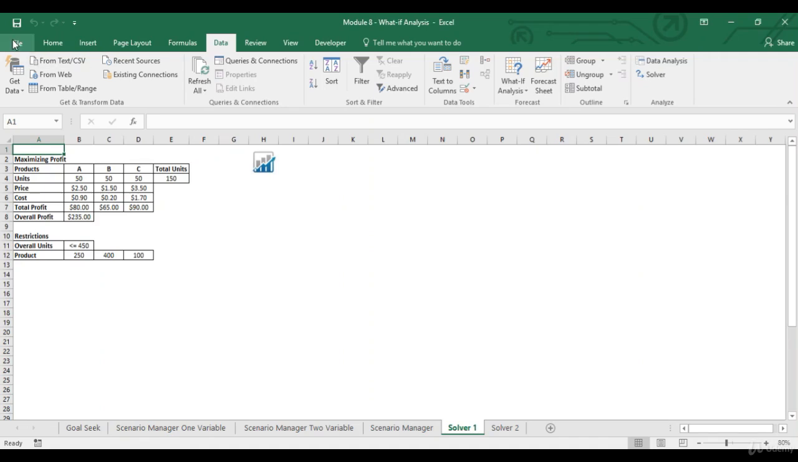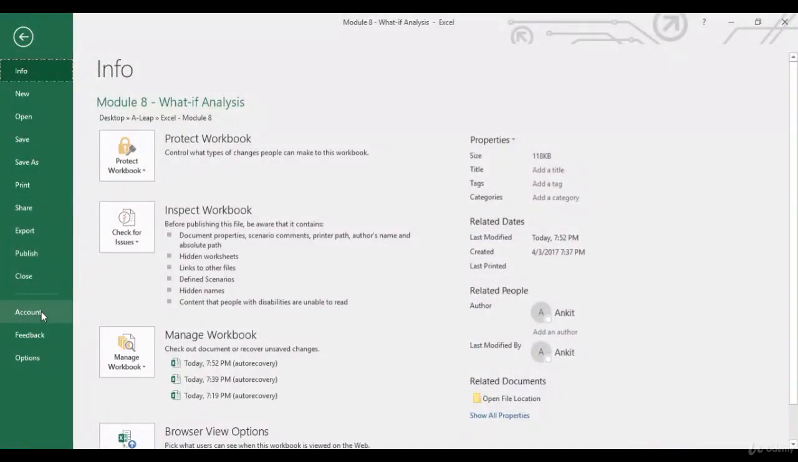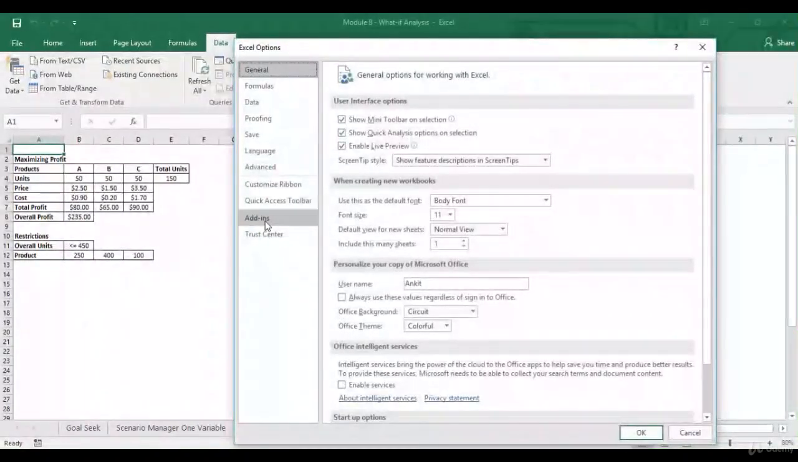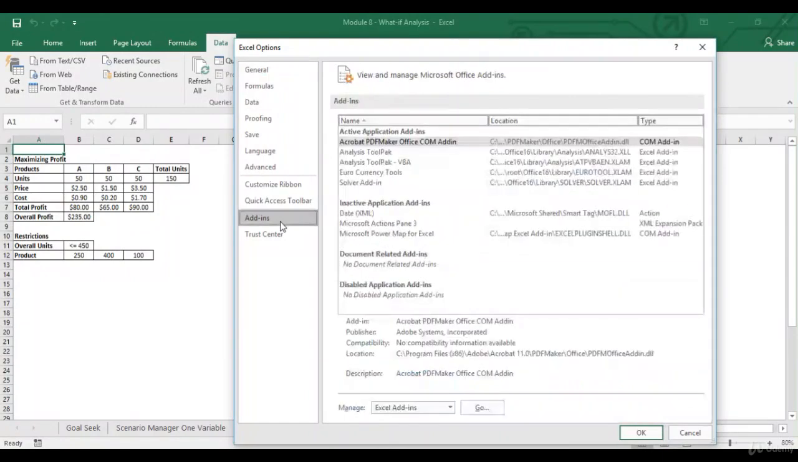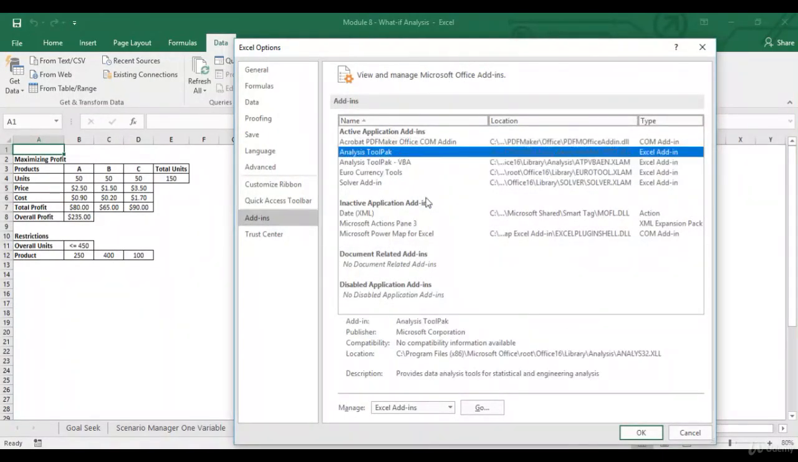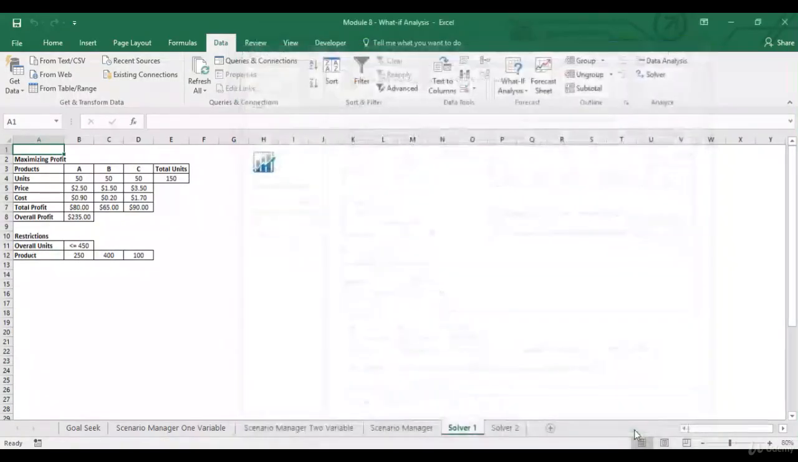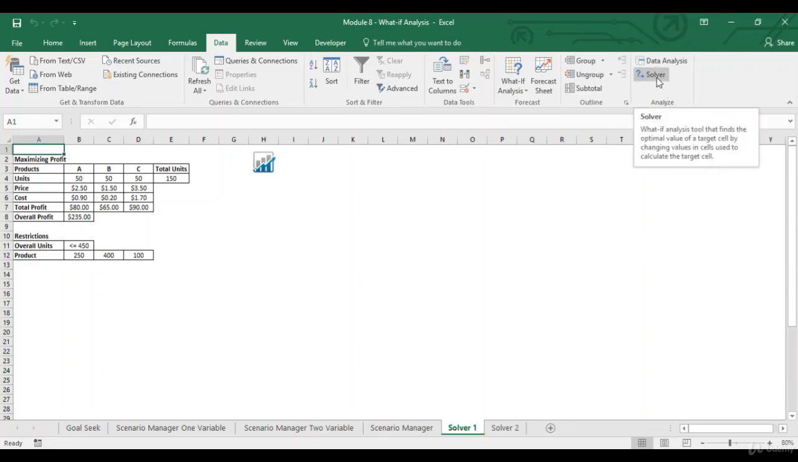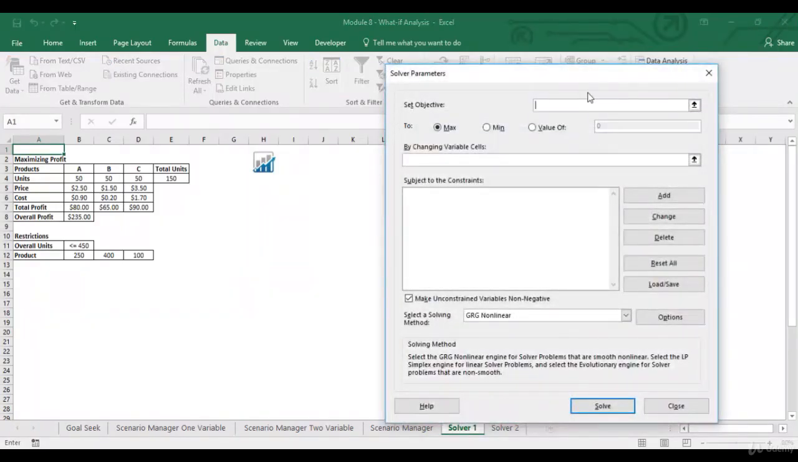So go to file, go to options. Now click on add-ins. Now in the add-ins, analysis toolpack should be added in. If not, then just click on it and click on OK. So then you'll have this analyze toolbar appearing in the data group. Now click on solver. So this is how it looks like.